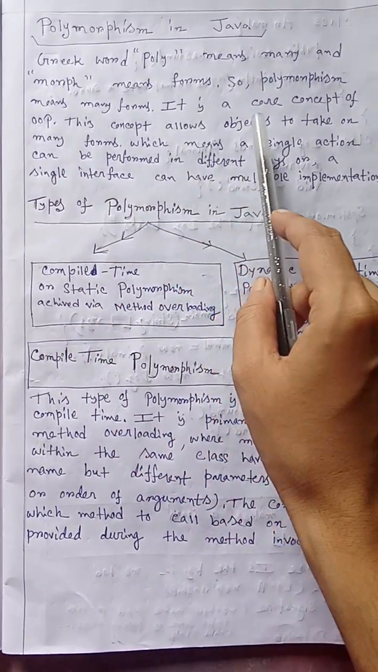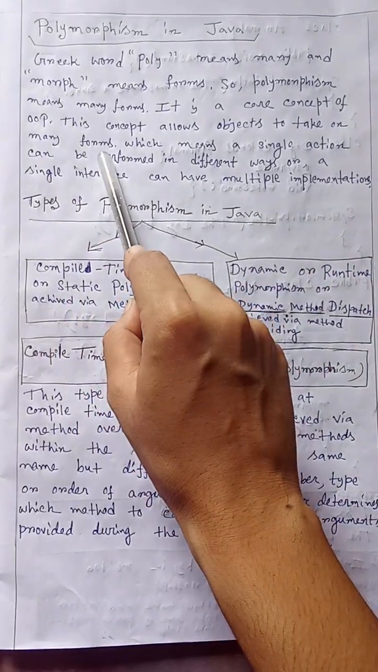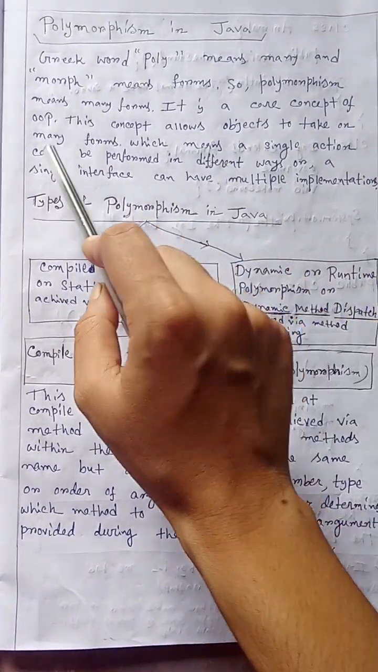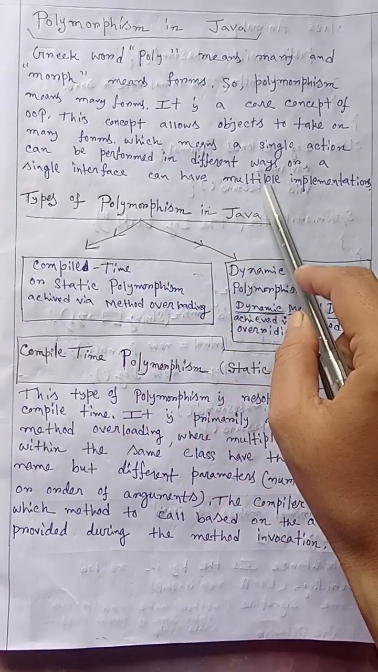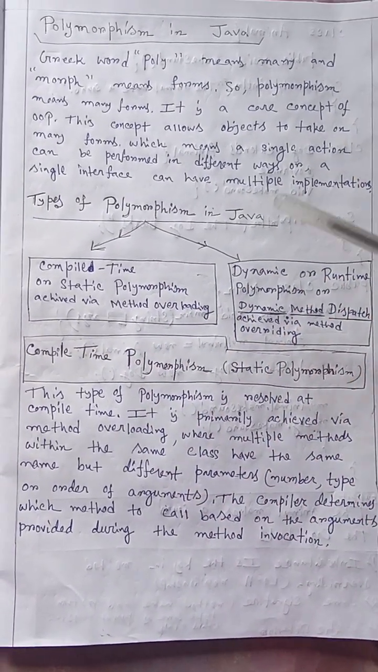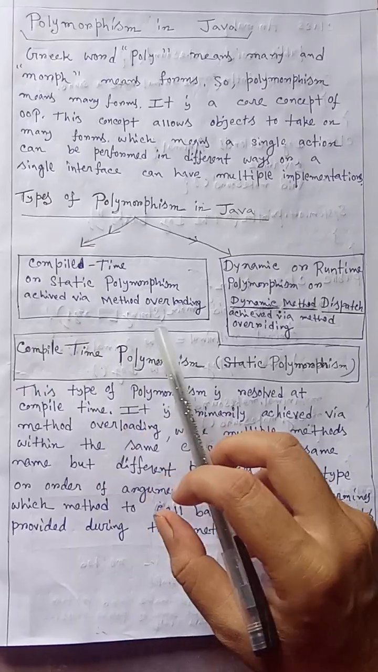This concept allows objects to take on many forms, which means a single action can be performed in different ways or a single interface can have multiple implementations. We will understand this by examples.